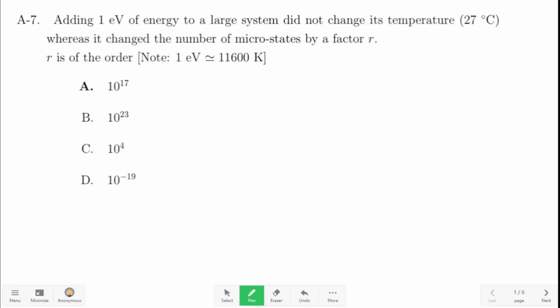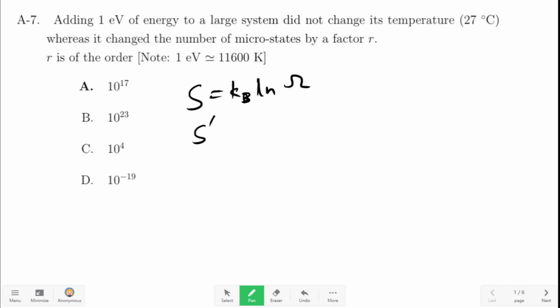In this question from JEST 2022, we have a large system and we add 1 eV of energy to the large system, and it does not change its temperature, but its number of microstates is changed by a factor R. So S is given by S = KB ln Ω. Here KB is the Boltzmann constant and Ω is the number of microstates.